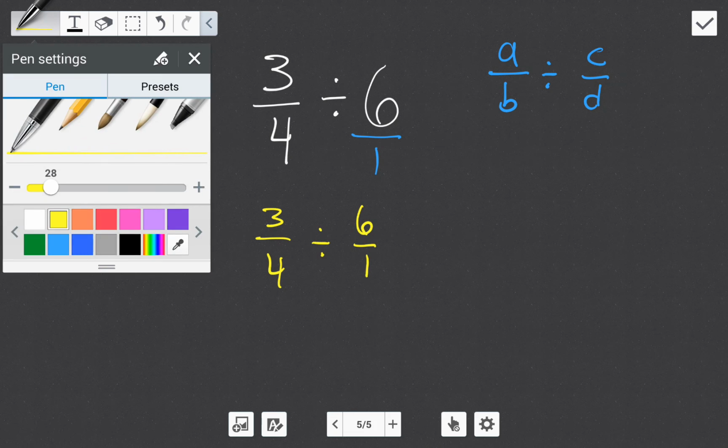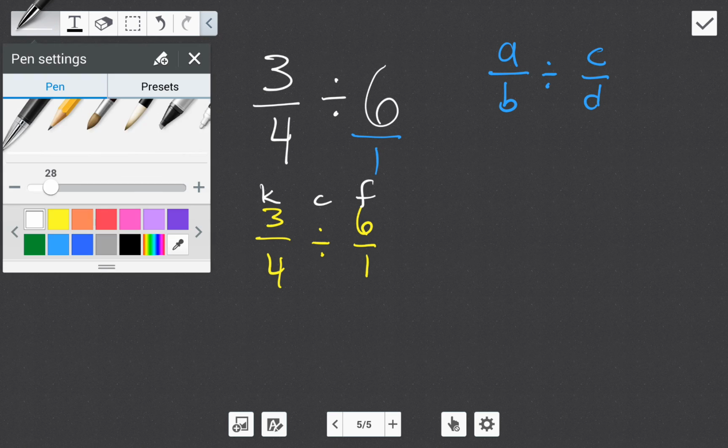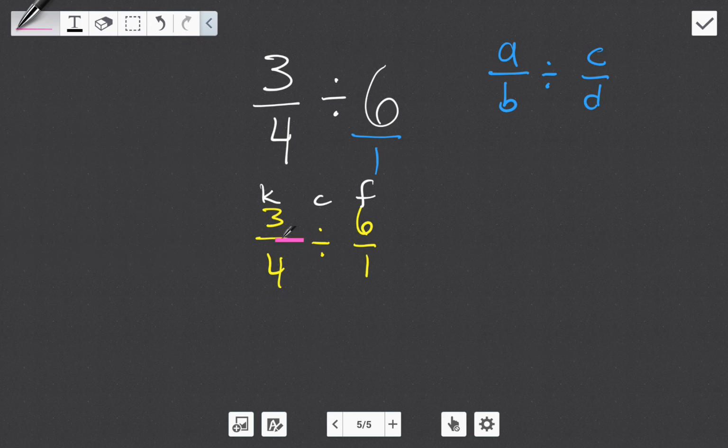Now we can go ahead and use that strategy of keep, change, flip. So keep that first fraction, change the sign to multiplication and flip the second fraction. All right, so let me see. Let me pick a color. Let's go with pink. 3/4. Change the sign to multiplication and flip that one to get the reciprocal. 1/6. Now we multiply across the top. 3 times 1 is 3. 4 times 6 is 24.